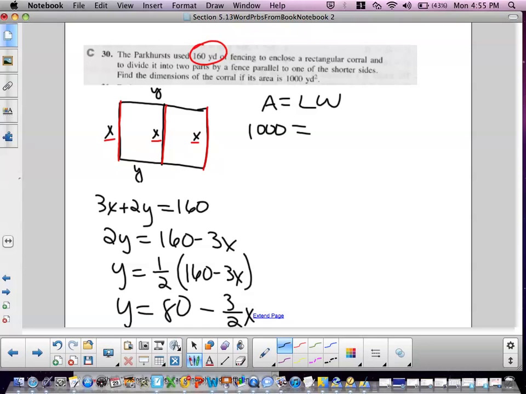Now if I think of my area formula, area is length times width. I could let the width be represented by x, and I could let the length be represented by this y right here. So I'm going to call this my length. So now I have an area of 1,000, and I'll stay with the x's. I'll let one dimension be x, and then the other dimension will be represented by the expression 80 minus 3/2 x, and multiplying this out.